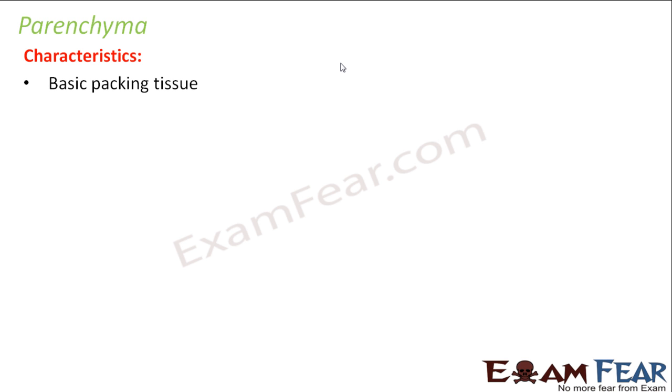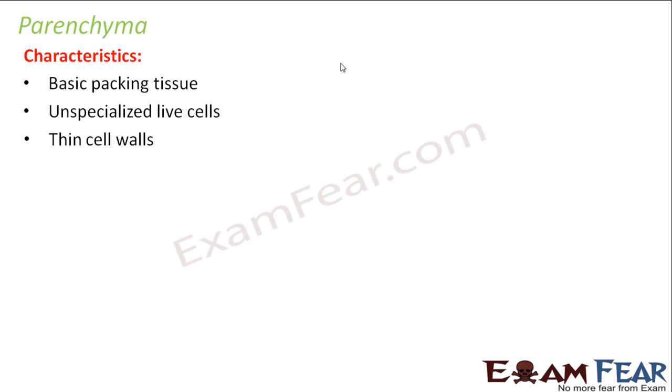It is the basic packing tissue. What do I mean by basic packing tissue? That means the tissue which forms the base of all plants, right? So it is the basic packing tissue which actually makes up the base of the plant. They are unspecialized live cells. Unspecialized means they are not specialized to perform a specific function. Their permanent function is to form the base. So they are the basic packing tissue.